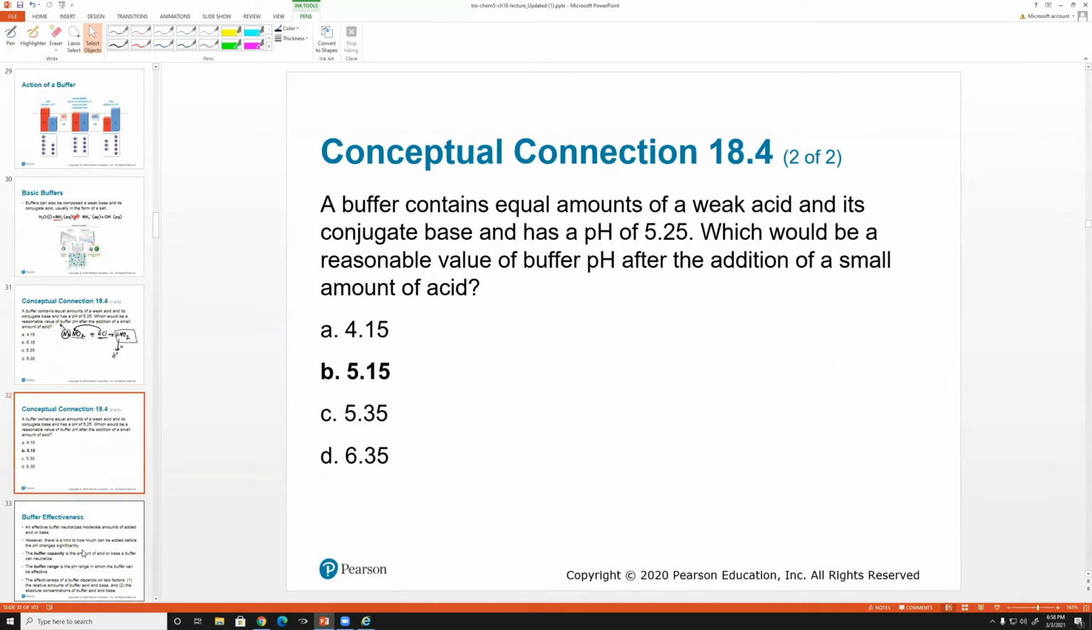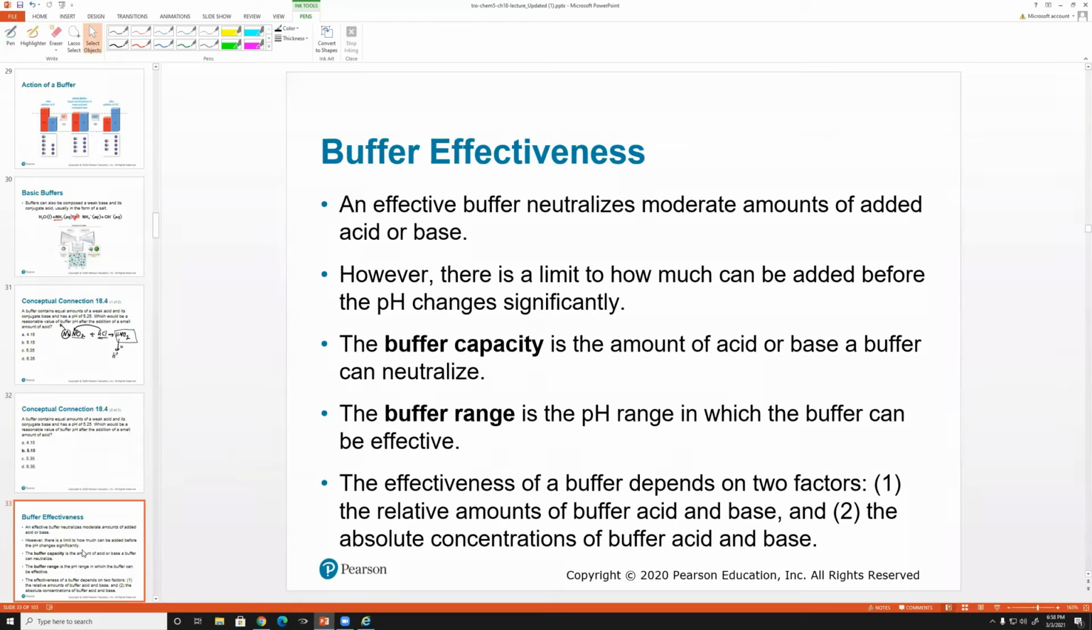Okay, so we have two other traits of buffers. We have buffer capacity and buffer range. These are pretty easy, but buffer capacity is the amount of acid or base that a buffer can neutralize. And that's determined by, you can guess it, the amount of weak acid and conjugate base in the buffer. If you have more, then you're going to have a stronger buffer. And if you have a more concentrated one, you're going to have a stronger buffer. So the more stuff you have in terms of your buffer system components, the stronger your buffer is going to be.